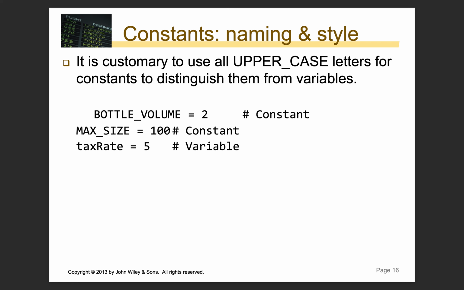Naming convention with constants: we typically use all uppercase letters, which helps distinguish them from variables, and we use an underscore to separate the words. So BOTTLE_VOLUME, all in capital letters, equals 2, would be a constant. MAX_SIZE, all in capitals, would again be a constant, whereas something like taxRate with a lowercase t and an uppercase R for rate would indicate that it's a variable to us, and a variable has a value stored inside it which might change.